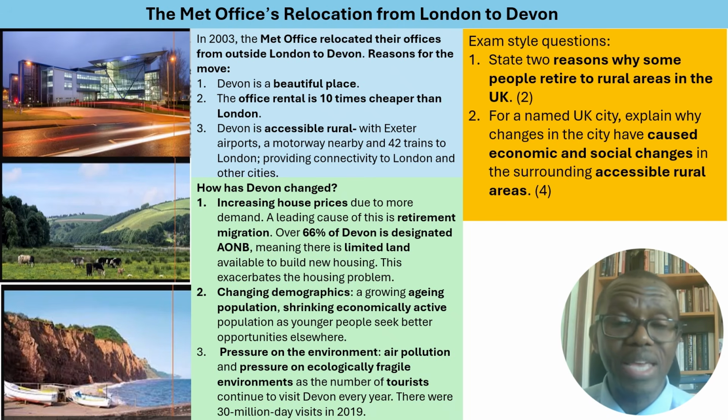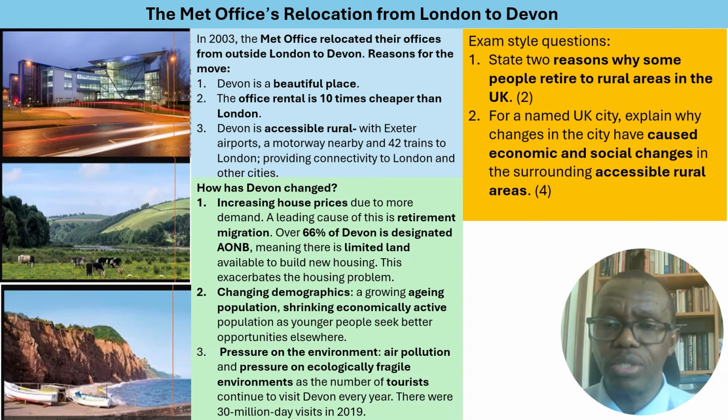Okay, so what kind of questions here can we be asked in the examination. And the first one here is to state 2 reasons why some people retire to rural areas in the UK. Now, for that question, obviously, you're talking about some of the points that we have mentioned, such as the fact that Devon is an area of outstanding natural beauty. So it's a very beautiful place to live. You could also talk about the fact that it's quieter and a lot more peaceful. And there's also a perceived better quality of life in Devon.